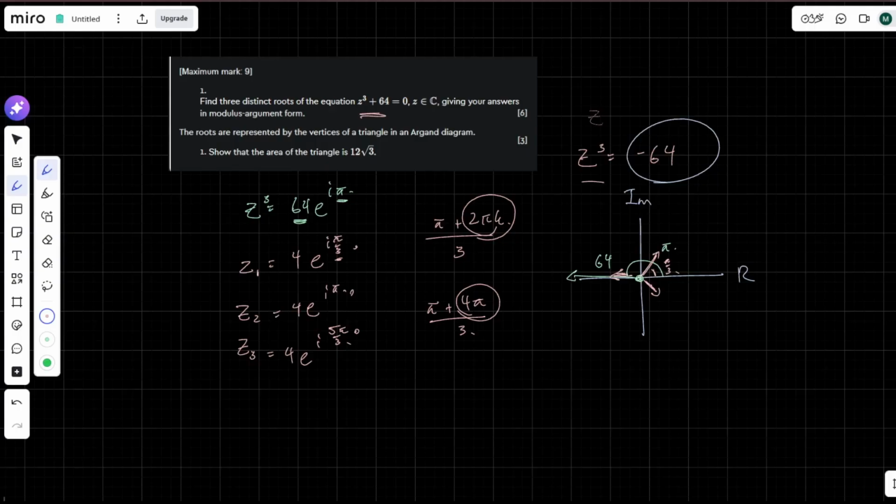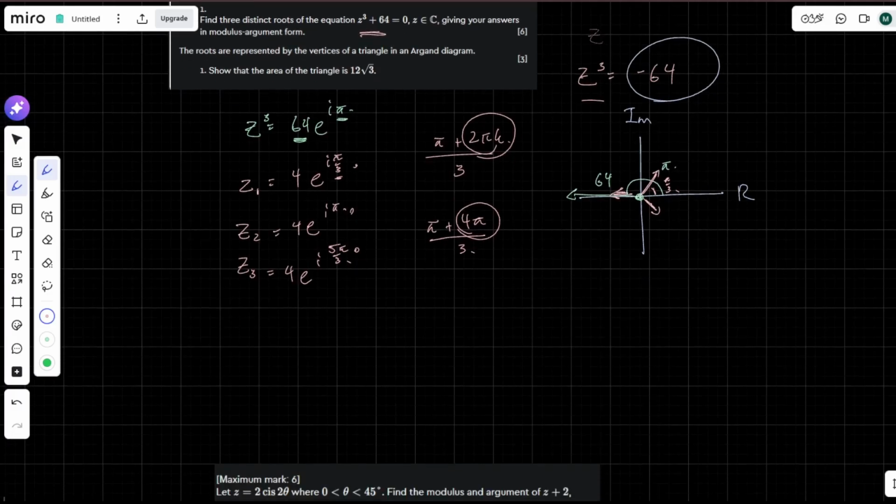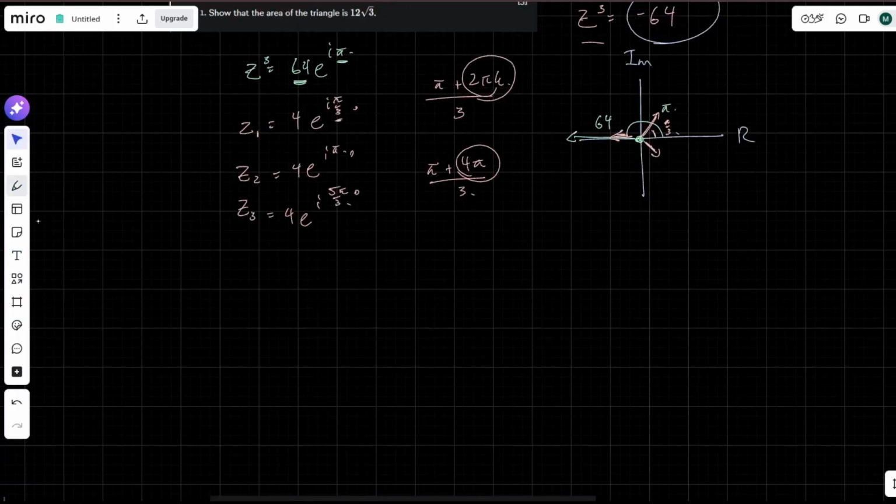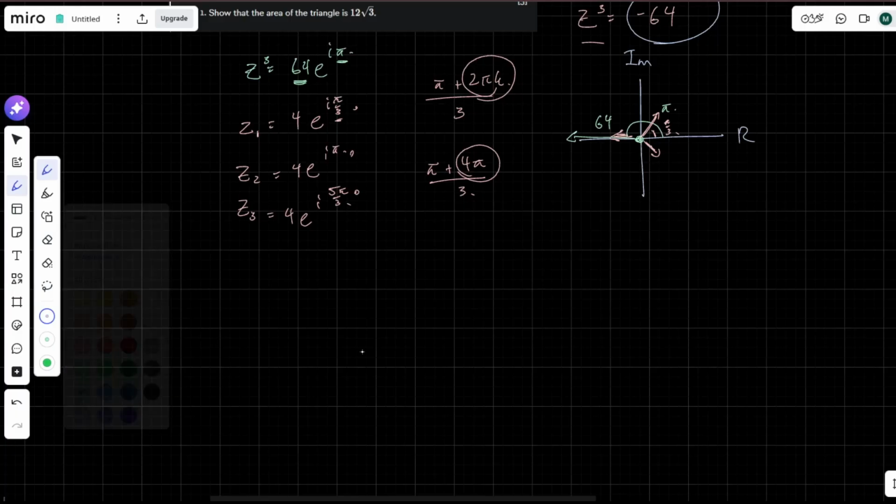We're then told that the roots will be represented by the vertices of a triangle in the Argand diagram, right? So we're taking this picture. I'm just going to move that down a little bit. I'm going to zoom in basically on what we've got drawn here, right?